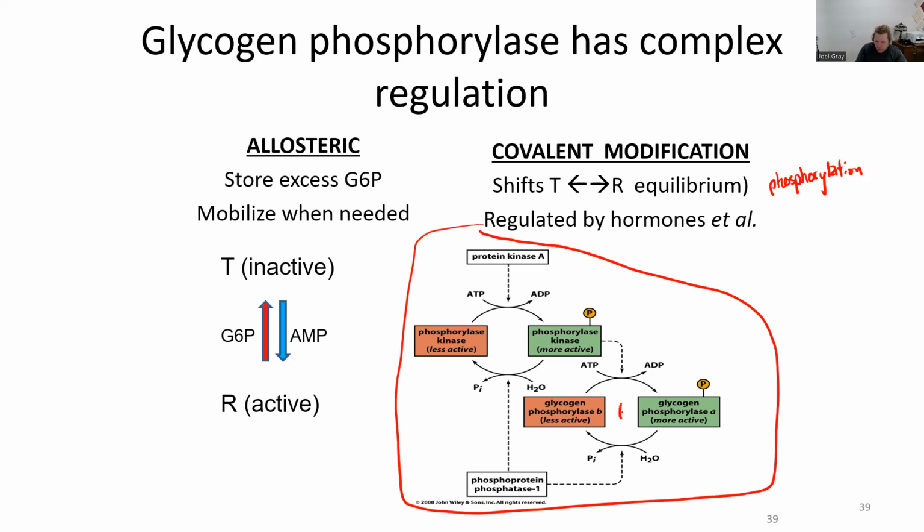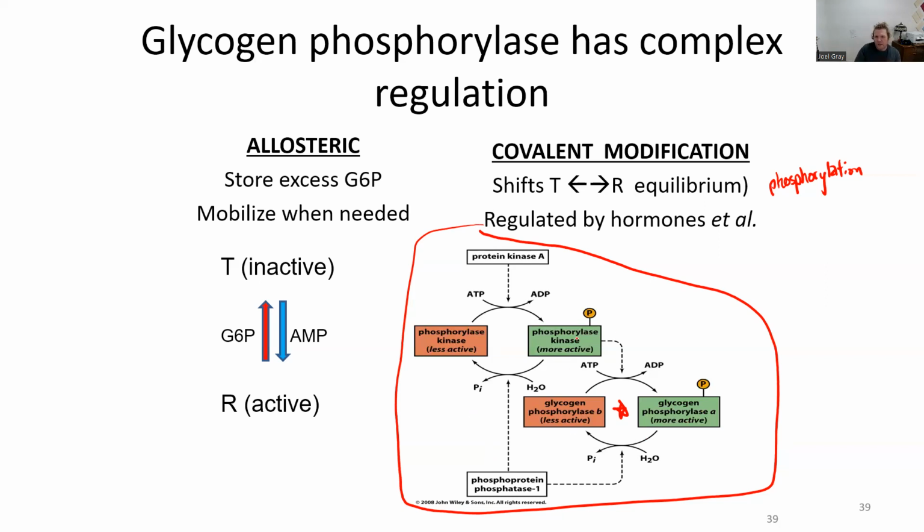Let's go down here. I'm going to put a star by our enzyme that we're focused on, glycogen phosphorylase. Glycogen phosphorylase, shown on the right-hand side in green, when phosphorylated, is more active. When dephosphorylated, that enzyme exists as glycogen phosphorylase B, the inactive form of it. So what that means is that glycogen phosphorylase has to be phosphorylated in order to be active. Anything that removes that phosphate is going to diminish its activity. Anything that phosphorylates it is going to activate it.